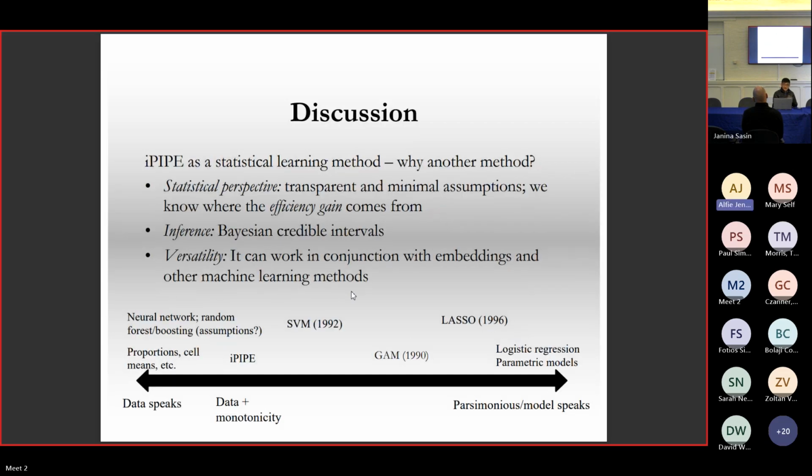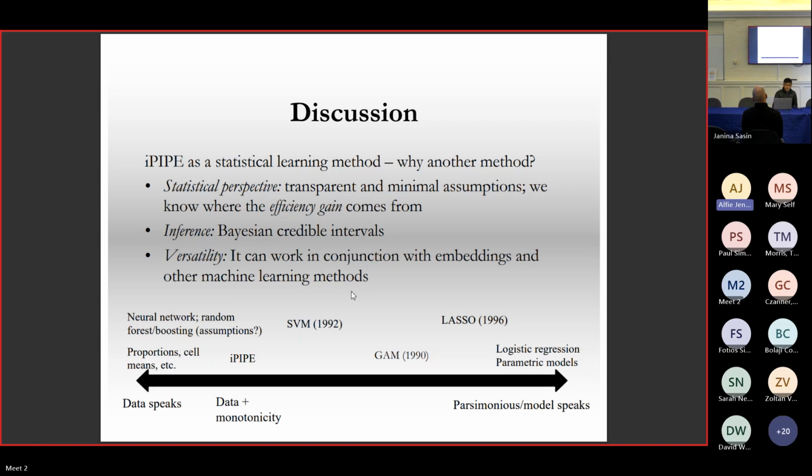So this slide is for statisticians, compared to people who do machine learning, such as computer scientists. If you believe that most machine learning methods are just regression, you can see the potential of using IPipe as a statistical learning or machine learning method, right? And this is really the motivation for why we need IPipe in addition to Lasso, in addition to random forests and all these machine learning methods. Simply because IPipe provides a transparent set of assumptions that we're making. And it is a minimal set of assumptions, so we know where the efficiency came from.